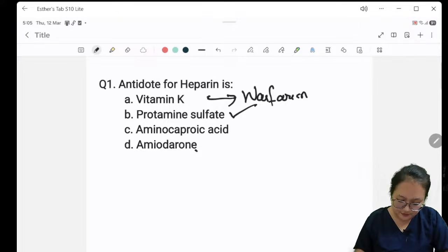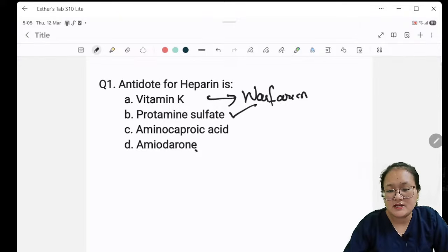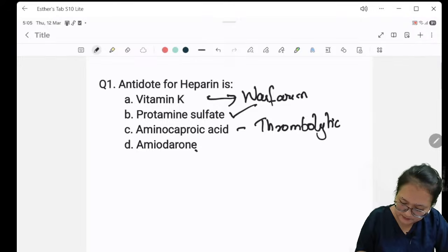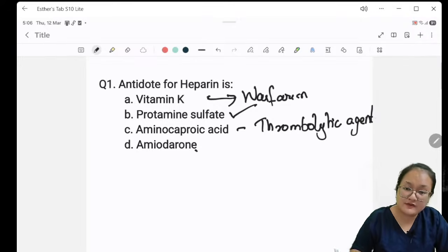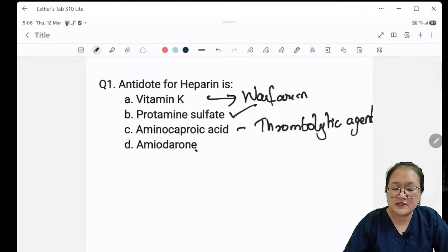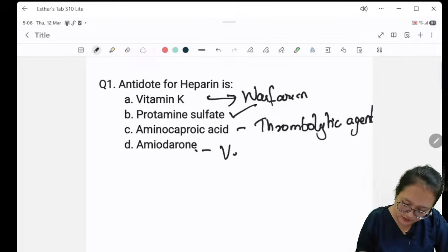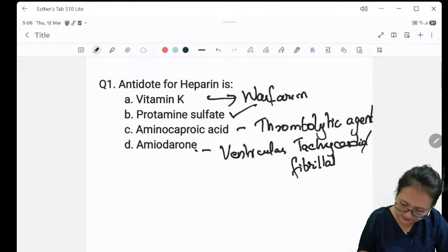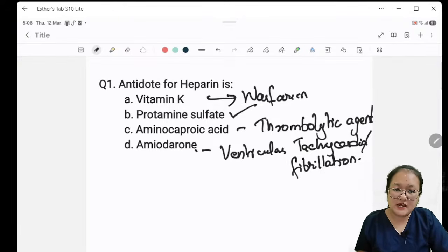Then we have aminocaproic acid. This aminocaproic acid is the antidote for thrombolytic agents. Then we have amiodarone. This amiodarone is mainly given in ventricular tachycardia and fibrillation. Okay, so we have learned today that the antidote for heparin is protamine sulfate.